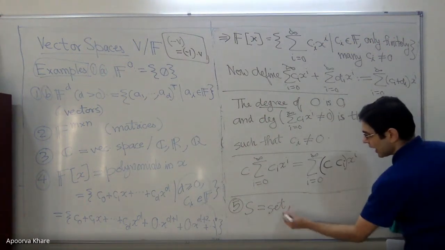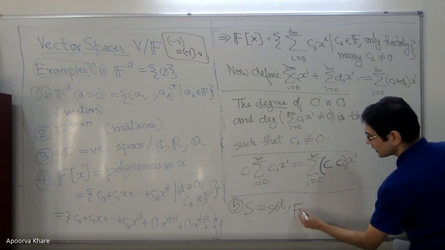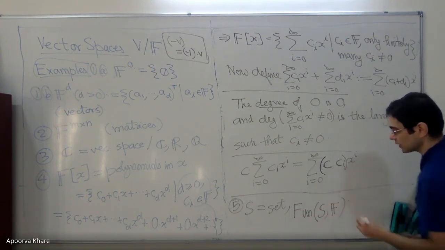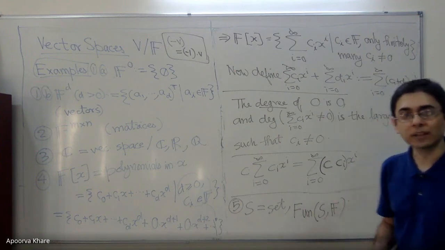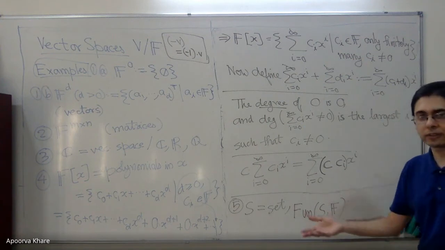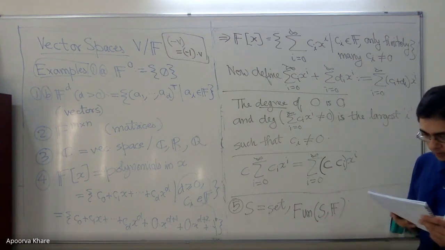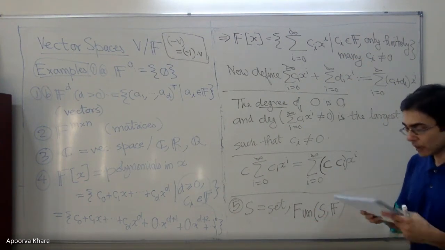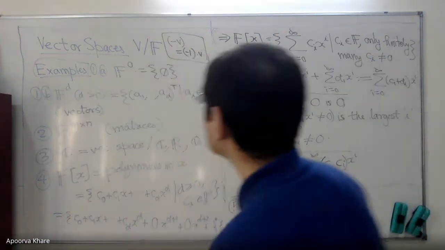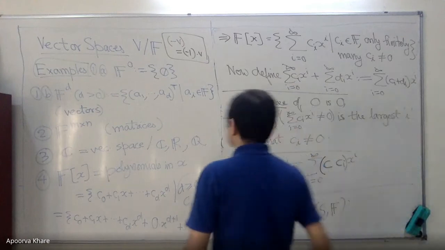Anyway, so S is a set, F is a field, and you look at the functions from S to F. That's a vector space where the sum of two functions is their pointwise sum at any point. The scalar multiple of the function is the pointwise scalar multiple. That's also fine. Now we come to some interesting examples from matrix theory. So let's do that. Well, two interesting examples.